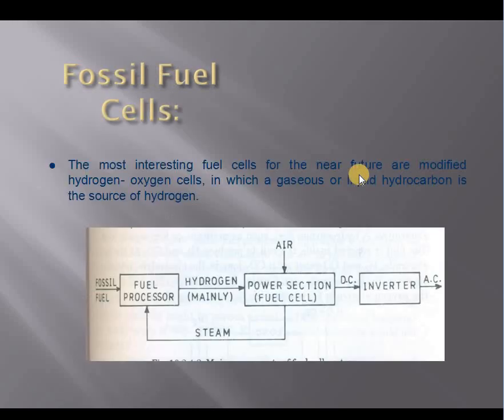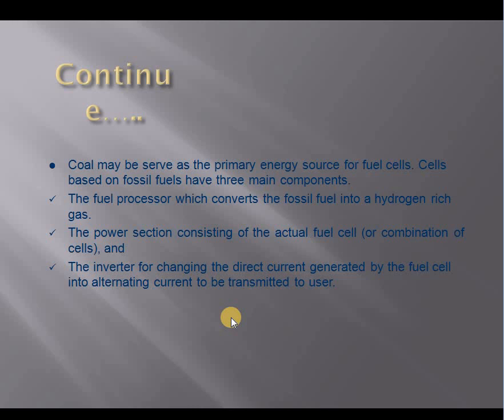Now, this is the common fuel cell processor, where you have the fuel processor, the power section where you have fuel cells, then the inverter, or DC to AC inverter, which converts your DC voltage to AC voltage, if you see here. Then in the power section the steam is again sent to the fuel processor. So these are the most interesting fuel cells and modified hydrogen oxygen fuel cells. Yes, it is talking again about hydrogen oxygen fuel cells, which we have already seen.